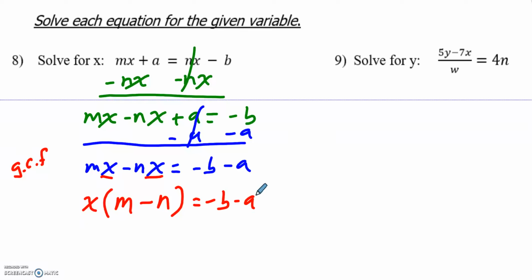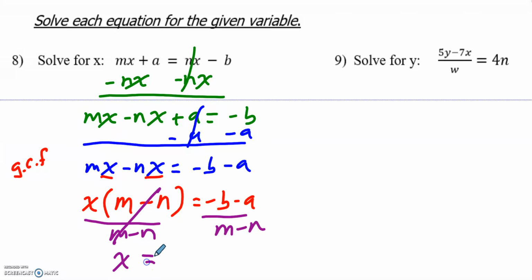Recopy. My last move to get x alone would be to divide by m minus n. So on both sides, you get rid of that by division. So we'd have x by itself equals negative b minus a over m minus n. This is the final answer because x is now alone.